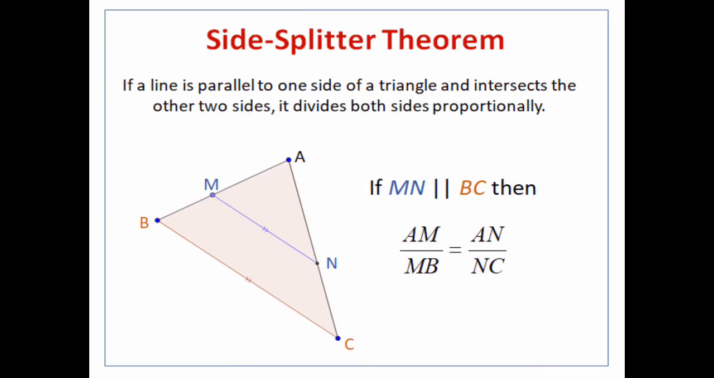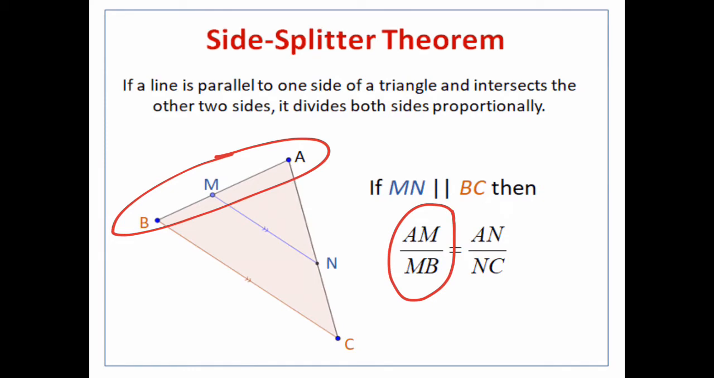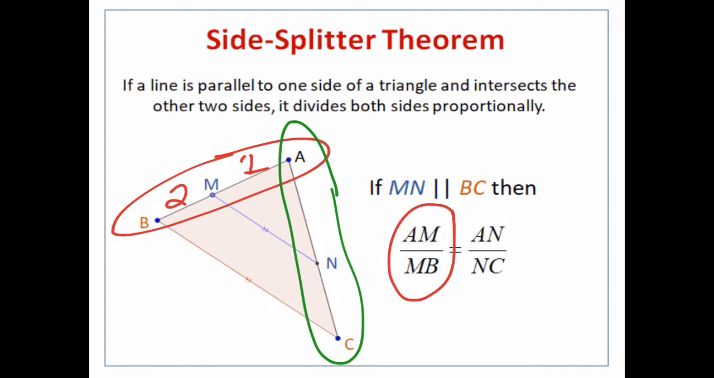To begin with, we're going to start with the side splitter theorem. So it says that if a line is parallel to one side of a triangle and intersects the other two sides, then it divides those sides proportionally. So what that means is that you take this side here and turn those two pieces into a proportion, piece 1 and piece 2. And then you can take the second side that line cuts into pieces and make them into a proportion. And again, part 1 on the top, part 2 on the bottom. And then you can solve the proportion for whatever variable is in there and you'll have your answer.